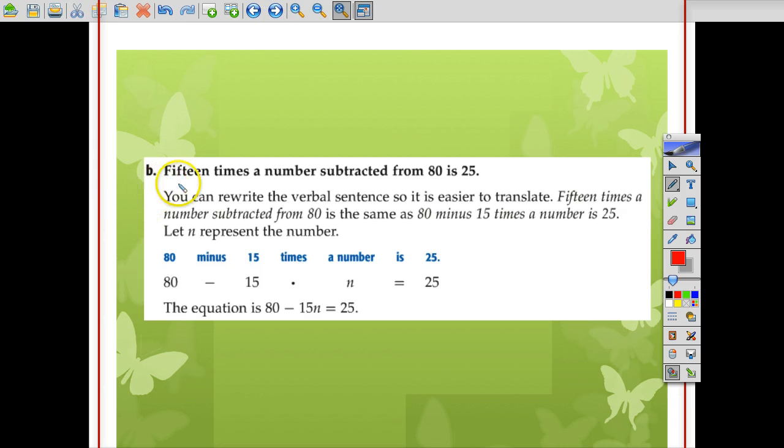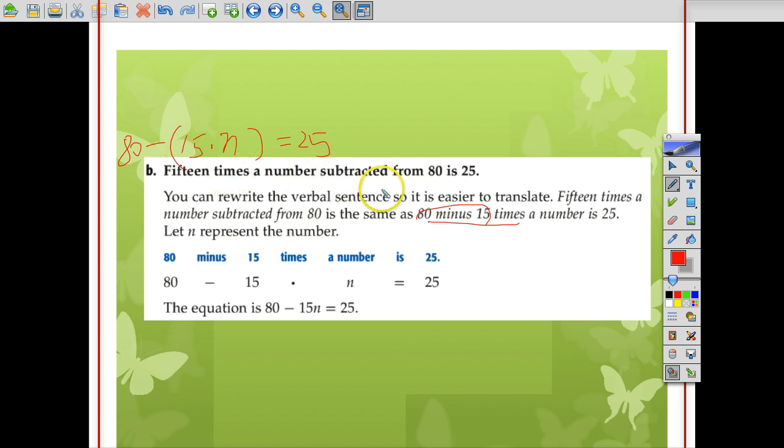Here's another example. 15 times a number subtracted from 80 is 25. You can rewrite the verbal sentence so it is easier to translate. 15 times the number subtracted from 80 is the same as 80 minus 15 times the number. So here, 15 times a number. We'll use n for number. This is subtracted from 80, and that's going to equal 25.